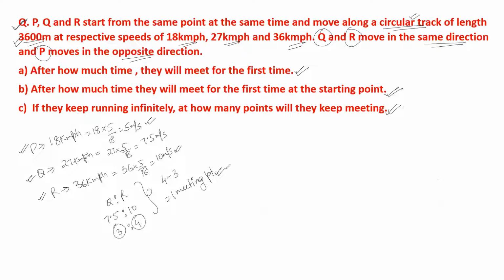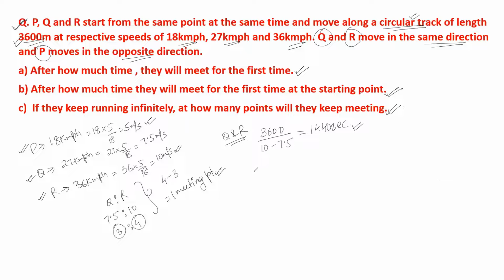So that means whenever Q and R meet, they would be meeting at the starting point. So the time taken by Q and R to meet for the first time or to meet at the starting point would be simply 3600 upon 10 minus 7.5, which will give us 1440 seconds. So that means after every 1440 seconds, Q and R would be meeting and they will be meeting at the starting point.